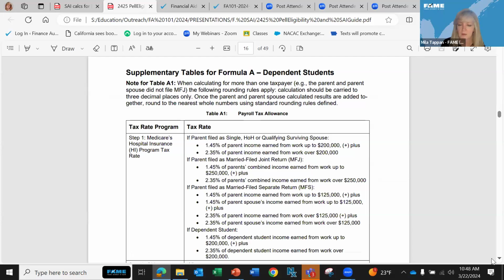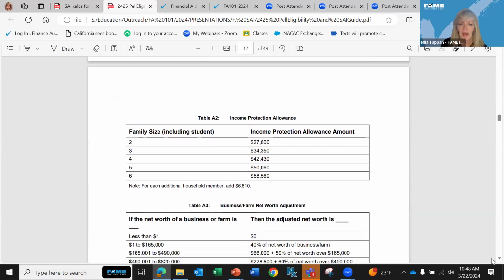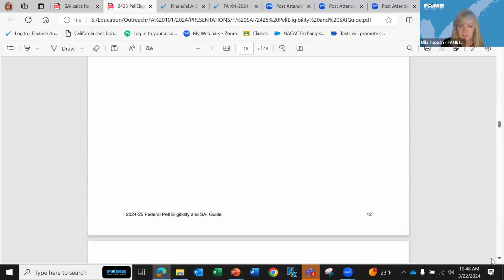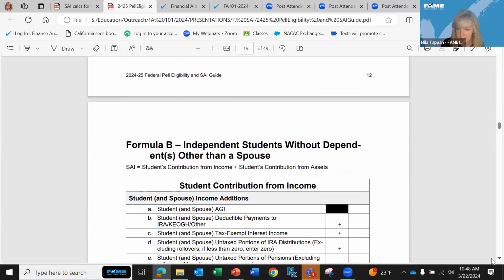And then it's followed by those critical tables. After you see those critical tables that we'll use in the calculation that I'm going to demonstrate in a moment, then you'll see Formula B for independent students without dependents other than a spouse. And then following that, you're going to see Formula C. Okay, so that full guide is available on our website. So if you want to do these calculations yourself, because we're going to focus on dependent students today, if you want to do an independent one, that's where you can find that information. But for today, we are going to focus on a dependent student.